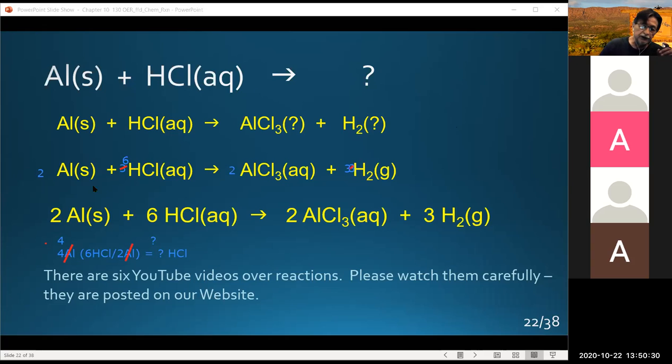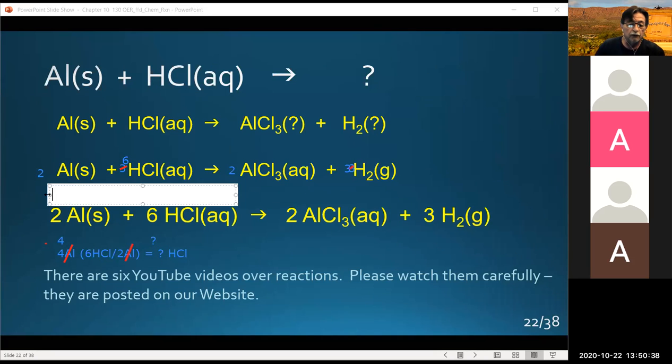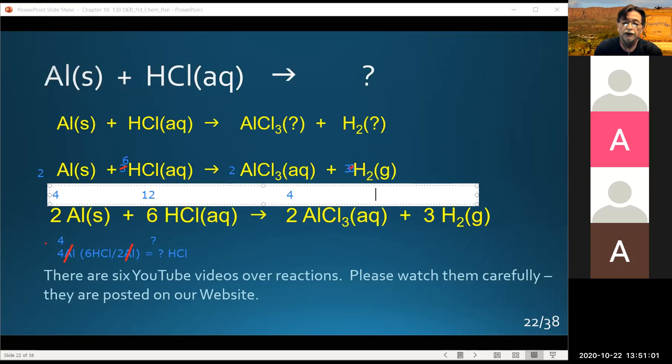But let's say you did balance the equation, but you ended up with 4 aluminums and 12 hydrochloric acids. You're doing the balancing, and you ended up with these coefficients: 4, 12, 4, and 6.